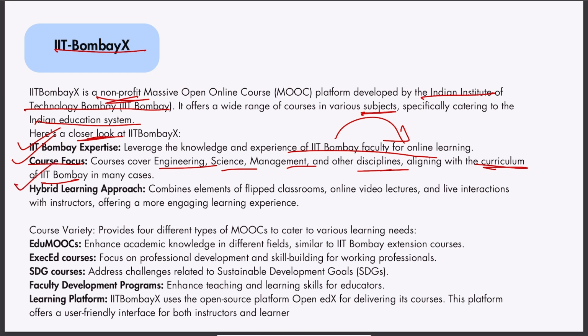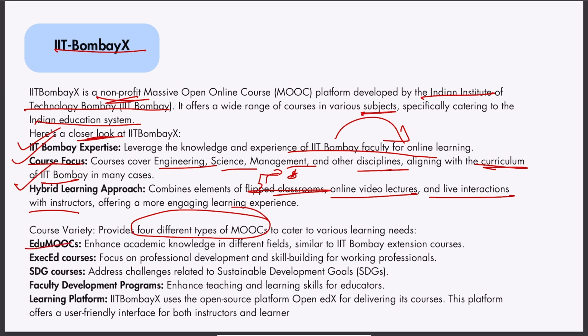Next, we have the hybrid learning approach, which combines flipped classroom. Now, what was flipped classroom? I want you to remember: online video lectures and live interactions with instructors. This is a key term. Course variety. So it has four different types of MOOCs. So let's see what they are.